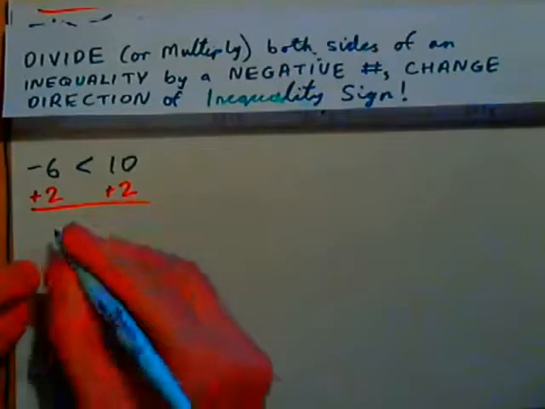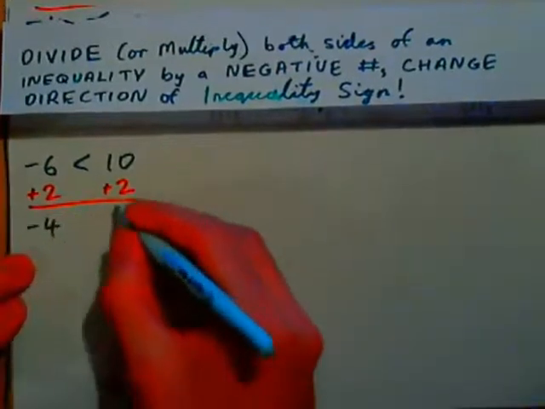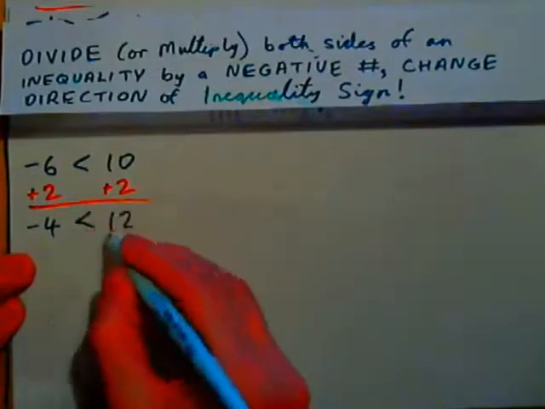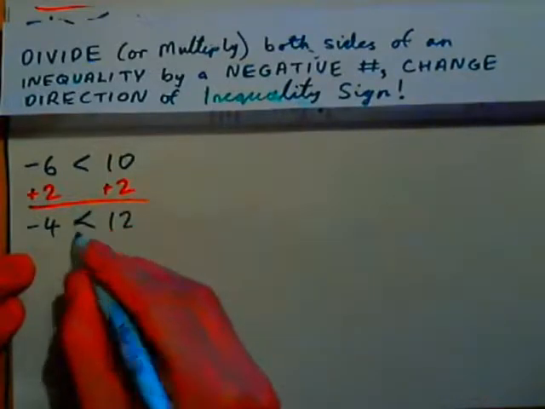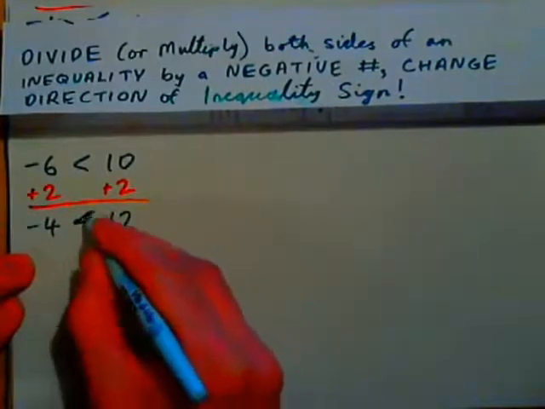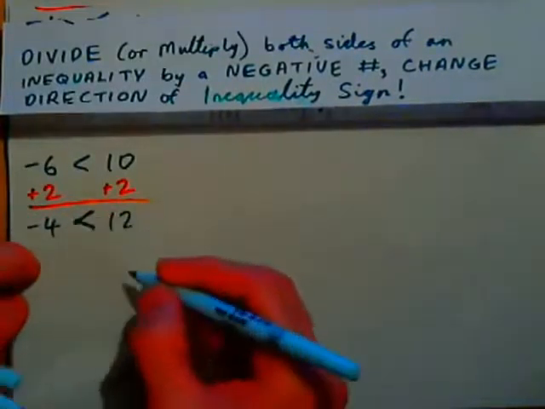Add a number to both sides. We have negative 4 on the left-hand side, 12 on the right, which is less. That is less than that. And you'll notice that the point always goes beside the small number. The gap goes beside the big number. So point beside the small number, gap beside the big number.